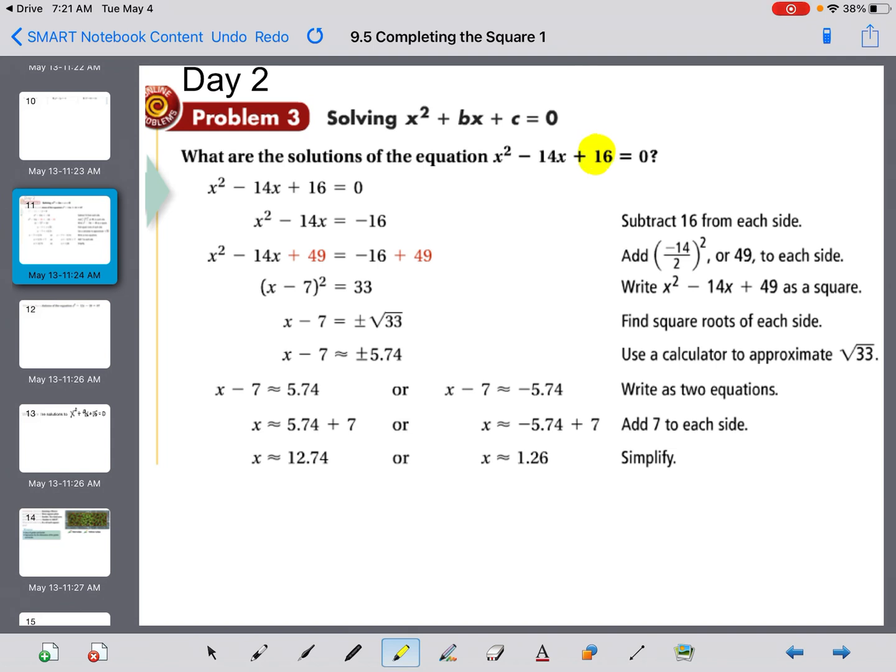we need to move this c value over to the other side. And the only way to do that is to subtract it out of there. But remember that whatever you do to one side, you also do to the other side. That leaves us with this x squared minus 14x equals 16.